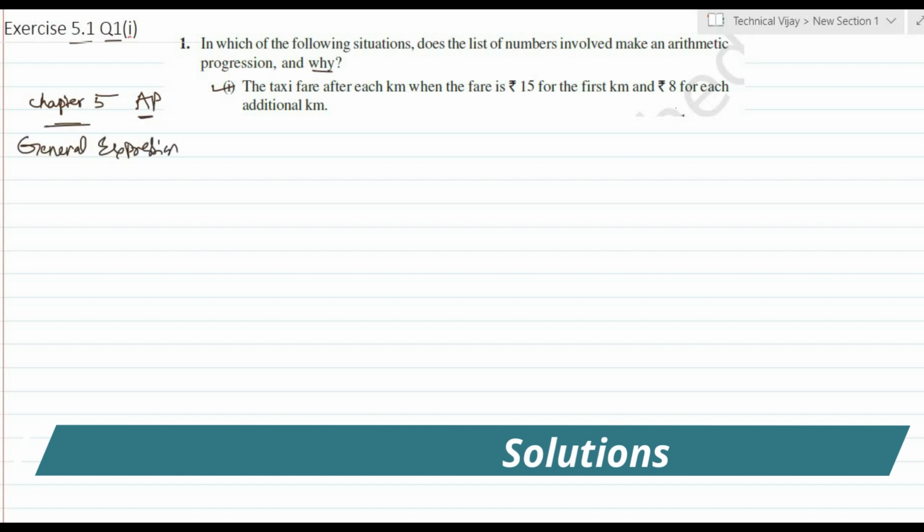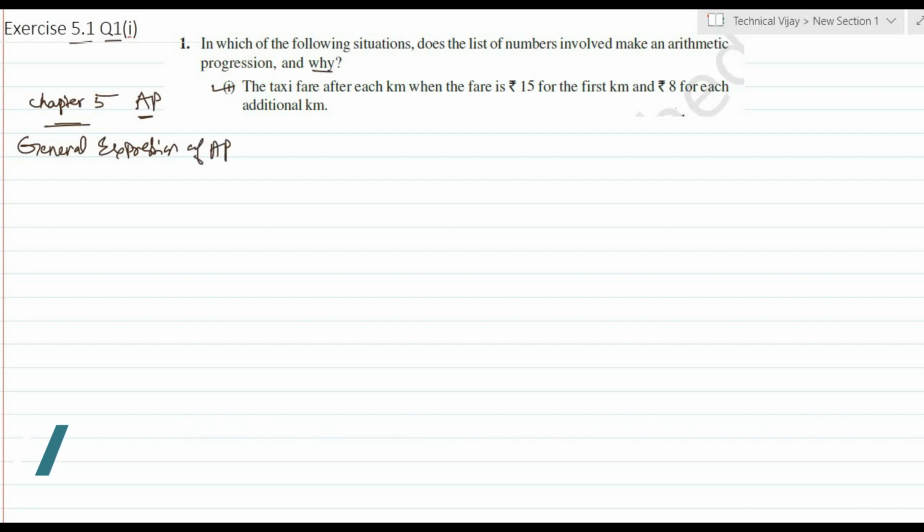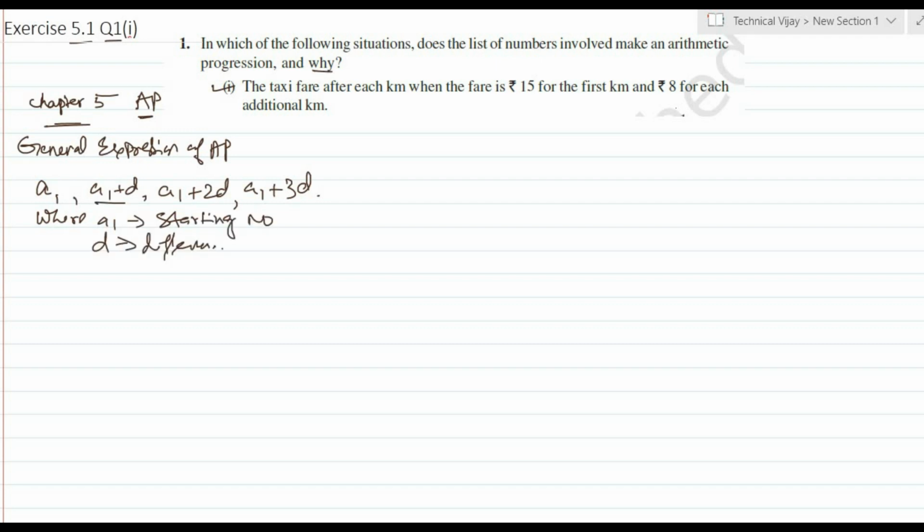The general expression of an AP is nothing but A1, A1 plus D, A1 plus 2D, A1 plus 3D, like this. A1 is the starting number. Here D is called the common difference. If this common difference is added to the preceding term, which at this point is A1, this will become the next number. So that is A1 plus D.